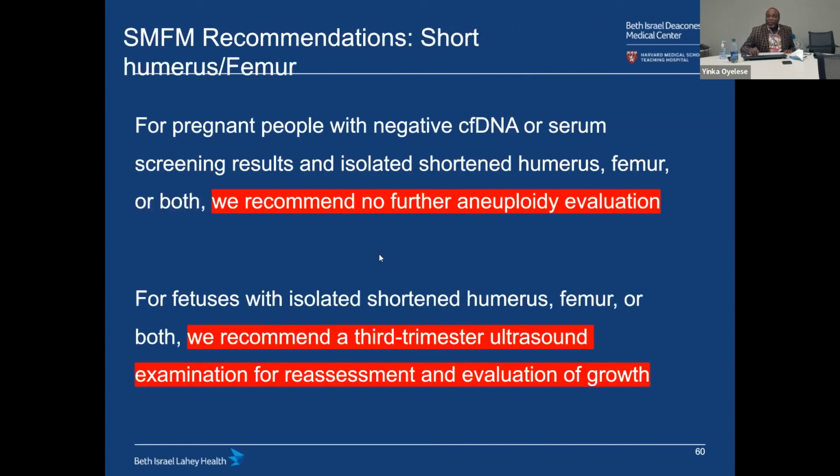When you have a shortened femur or a humerus, they recommend no further evaluation. However, because a shortened femur or humerus may be associated with skeletal dysplasia or some form of dwarfism, they recommend a third trimester ultrasound to ensure that the growth is normal and that the baby does not have a skeletal dysplasia.